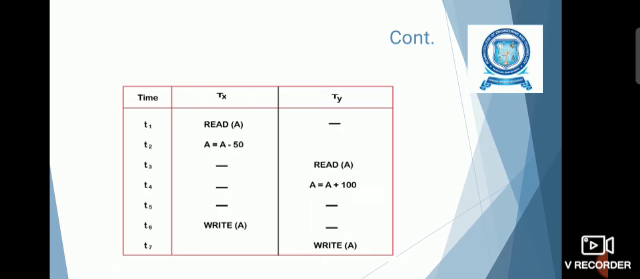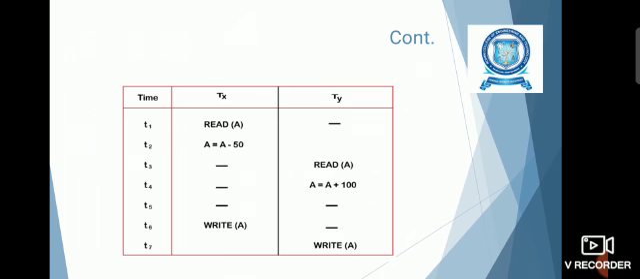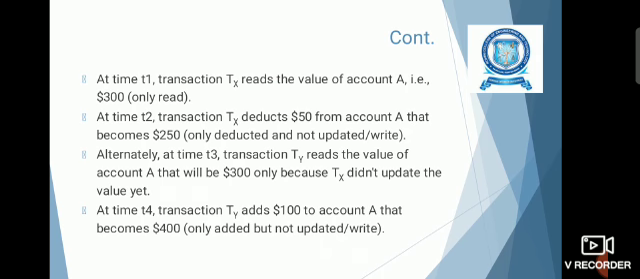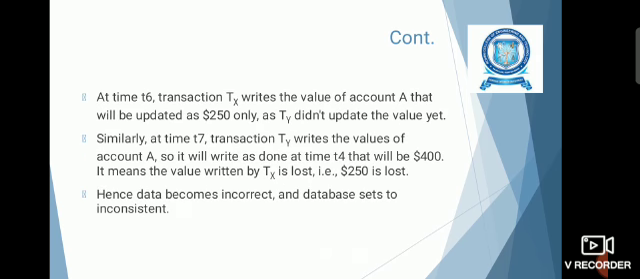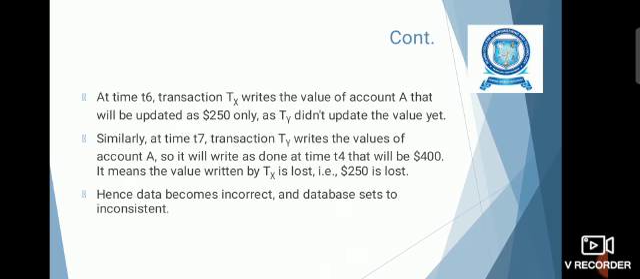At time T5, none of the transactions performs any operation. At time T6, only now the transaction Tx writes the account value of A to the database. But at time T7, transaction Ty writes the value of account A. It will write the value computed at time T4, which will be 400. It means the value written by Tx is lost.